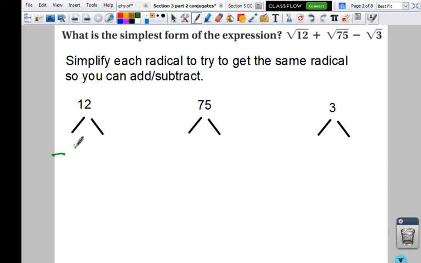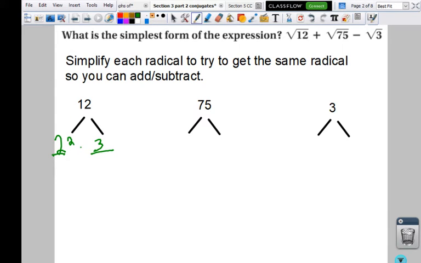I need to say, how can I make something squared times something equals 12? 2 squared times 3. So, what squared times what equals 12? Devin says 2 squared times 3, right?